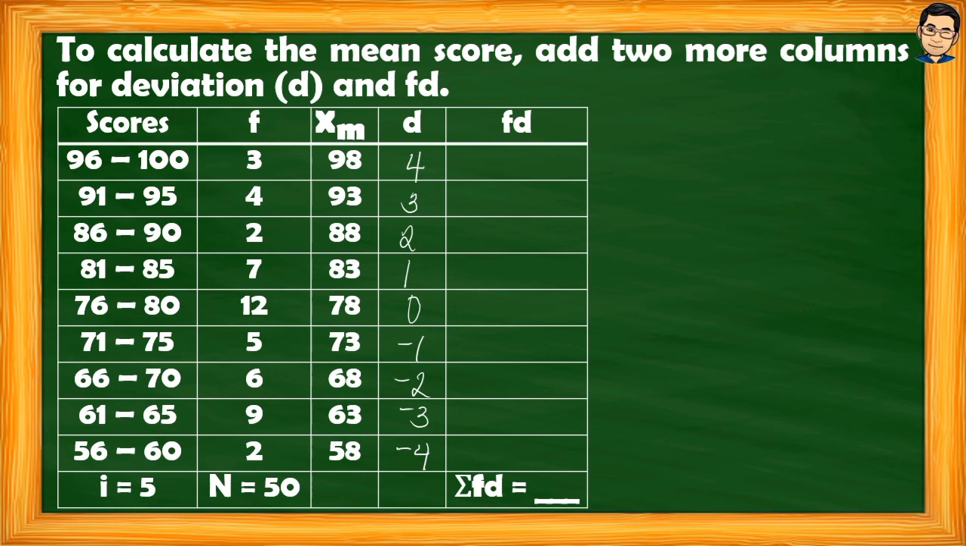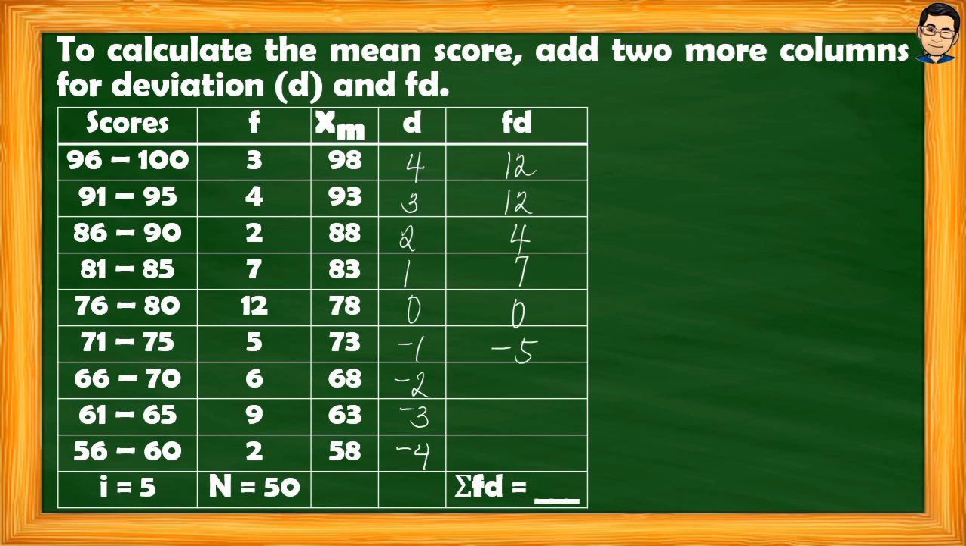Next. For the fifth column, so, multiply natin yung frequency dun sa nakuha nating deviation. So, 3 times 4, we have 12. 4 times 3, we also have 12. 2 times 2, we have 4. 7 times 1, 7. 12 times 0, that is 0. And then 5 times negative 1, negative 5.